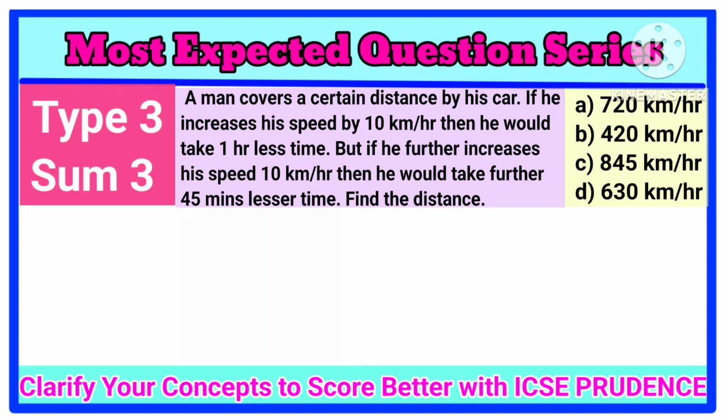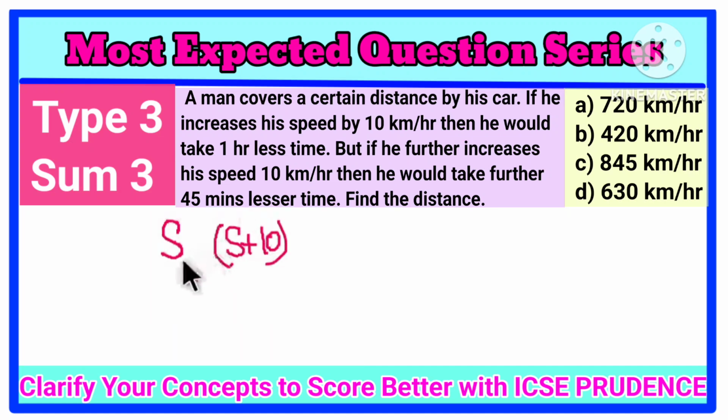So let us go through the next question of the same type, but this is going to be a little bit different, so you need to concentrate to understand the question. A man travels a certain distance by his car. So the exact distance is not given. If he increases his speed by 10 km per hour, we don't know the original speed, let it be s. If the original speed is s, then the new speed is s plus 10. Then he would take 1 hour less time. We don't know the original time, but if the speed is increased, then 1 hour less time. That means the time difference is 1 hour.